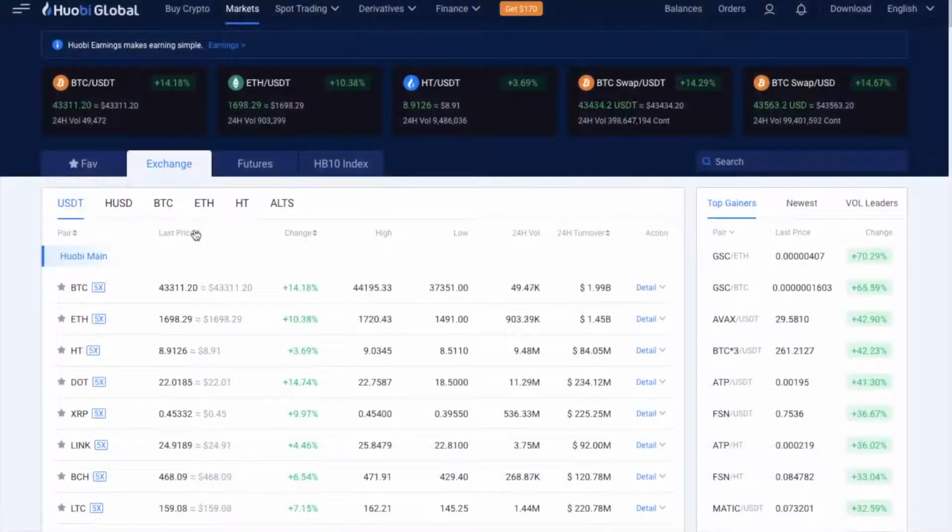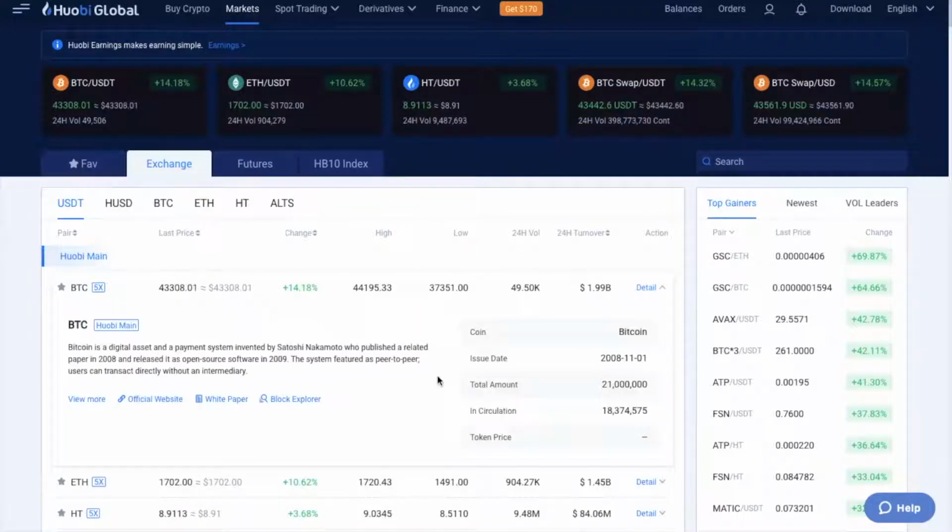And this is where you can find all the available crypto pairings to trade from and to. And there's markets for USDT, HUSD, which is their own token for USD deposits. There's BTC, ETH, HT and alts. And for each different token, you can find out a little bit more information by clicking onto the details section here, where it'll then provide you with a description of that token, plus some further information with regards to it.